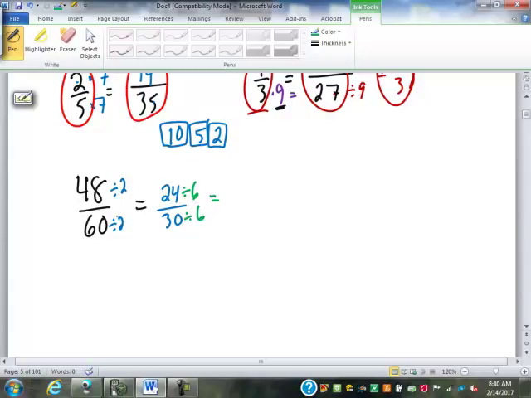A lot of times, once you divide out one number, when they're a little bit smaller, it's easier to find numbers that divide into them. 24 divided by 6 is 4. 30 divided by 6 is 5. We cannot reduce any further.